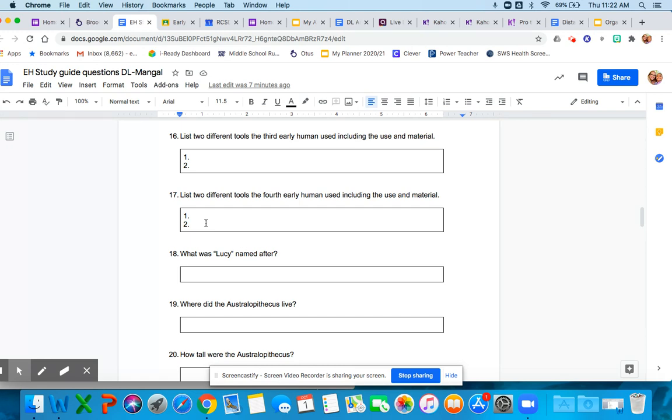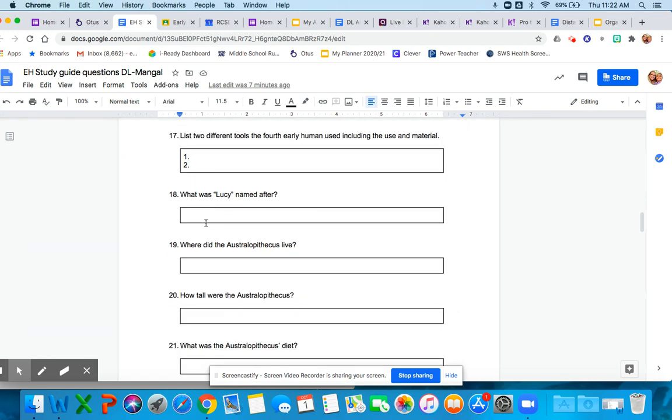Now, the last question for tools was 17. List 2 different tools the fourth early human used, including the use and material. So now we're on to Neanderthals. And the Neanderthal, they also used a spear. You can list spear again because this was a totally different spear.